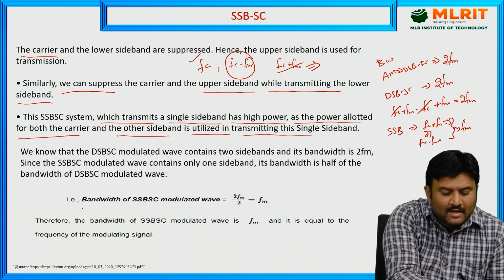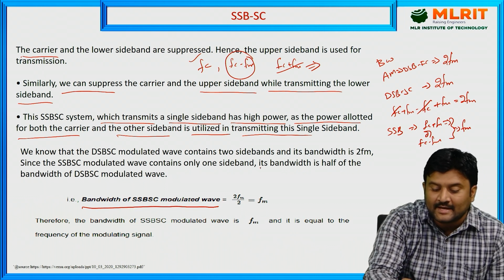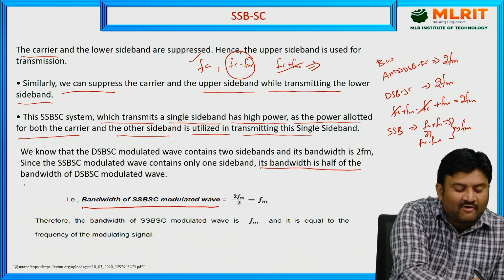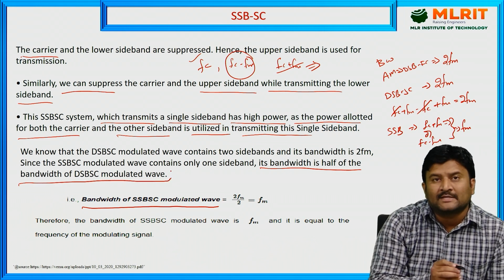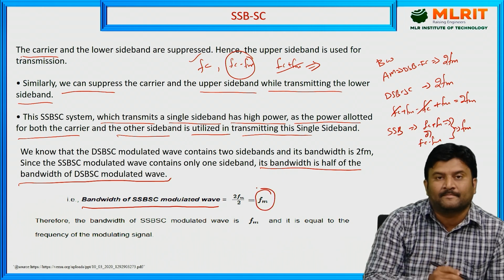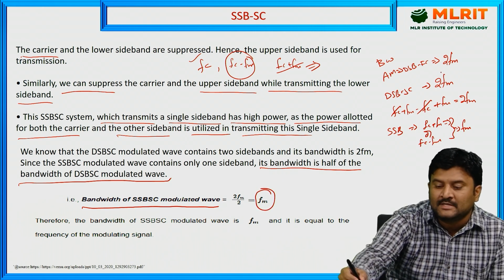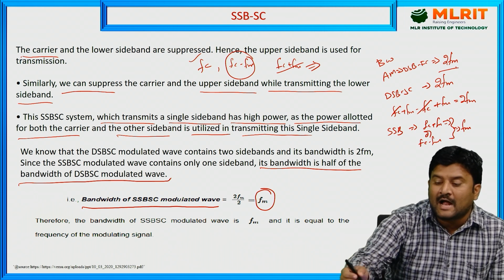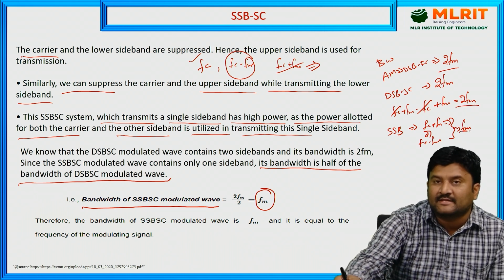That's why the bandwidth of the SSB-SC modulated wave is half of the bandwidth of the DSB modulated wave, and that should be equal to FM. Just compare: 2 FM is the AM bandwidth, 2 FM is the DSB-SC bandwidth, and the SSB-SC bandwidth is FM only.